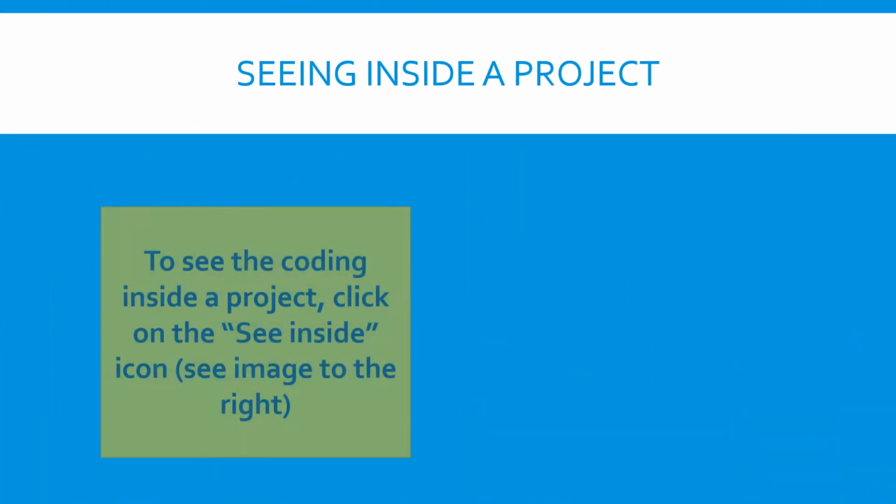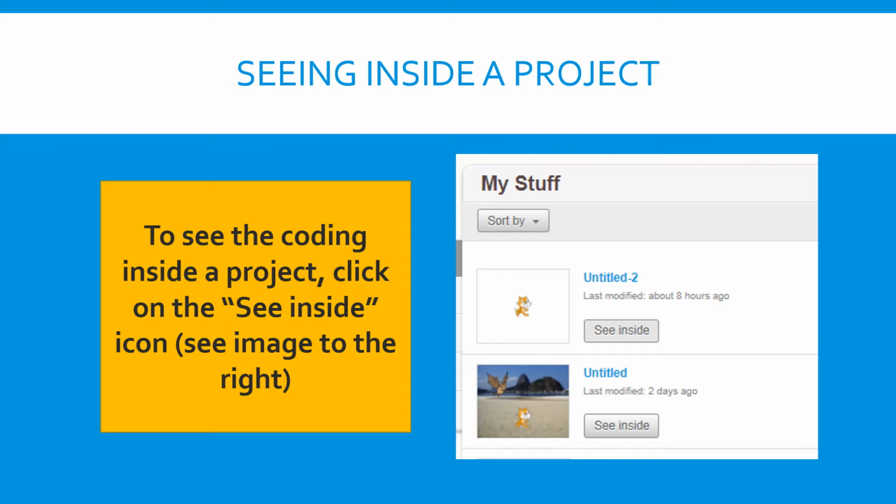Seeing inside a project. If we look at the image on the right, we can see that we have projects created. To get to the code inside that project, we would click on that icon called See Inside. One of the things I want you to note on this image is that both of the Scratch projects are untitled. Make sure you always title your Scratch projects.